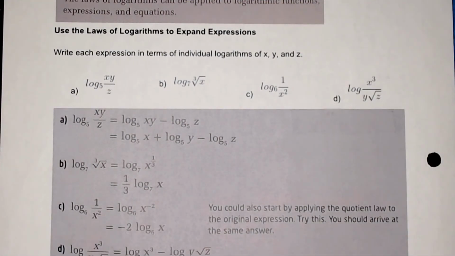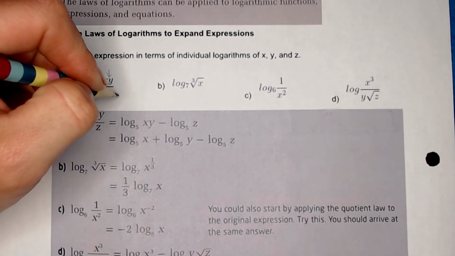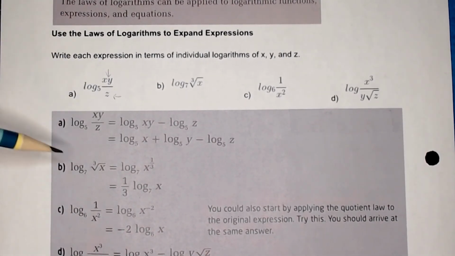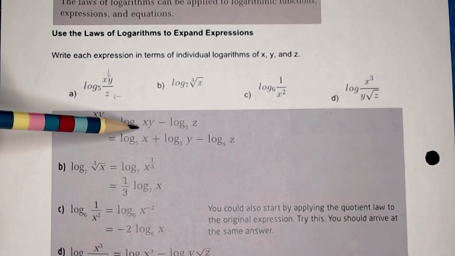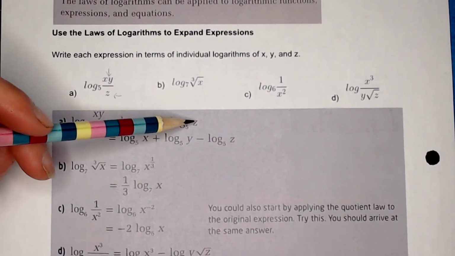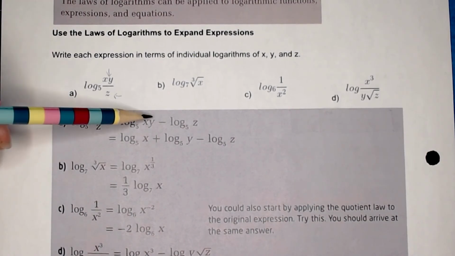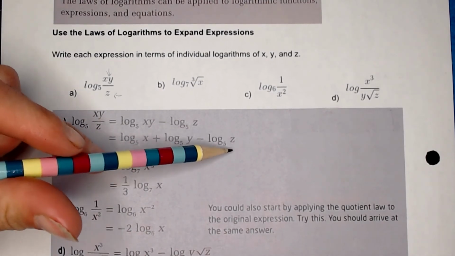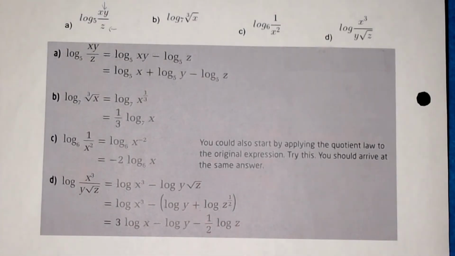Now that we have these laws, we can use them to expand expressions. So I'll just go over the first example to start with. We have log 5 of x times y divided by z. Now remember from the previous page, this is a product rule and this is a division rule, so we'll be adding and subtracting. So you can expand it, log 5 of xy minus log 5 z, and then this term can be broken apart further, log 5 x plus log 5 y minus log 5 z. You can read through the explanations of b and c.